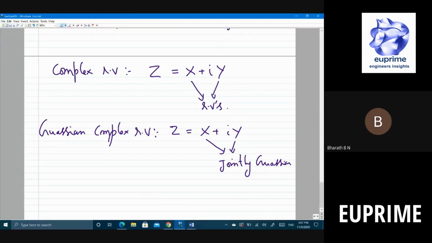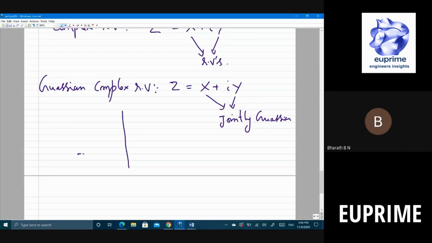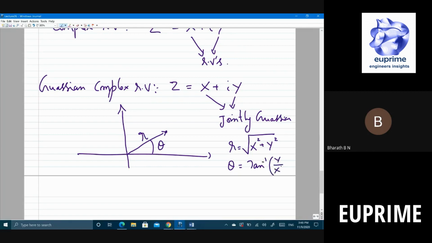Now, of course, the moment I say complex Gaussian random variable, I can talk about a notion called circularly symmetric. So let me talk about that. So essentially, I can represent this as real and imaginary, right? So that means I'll have a radius r and an angle theta, right? So r is also random, theta is also random. Then the point that I get is a Gaussian complex random variable. So what is r here? What is theta? Tan inverse of y by x. Right, so this is how you get r and theta when you have X and Y being jointly Gaussian. The moment you have X and Y, you know what r and theta are, right?